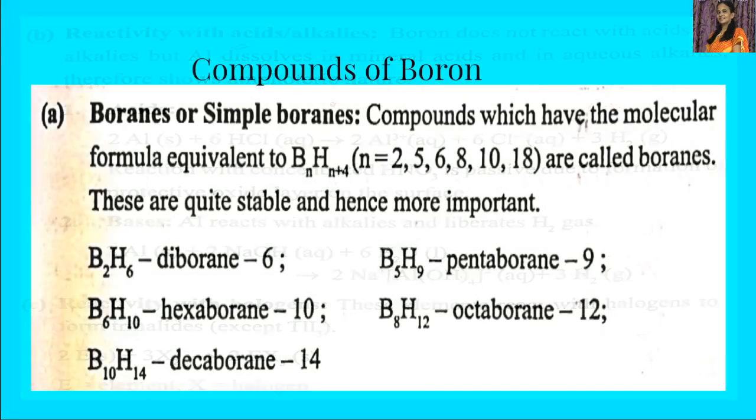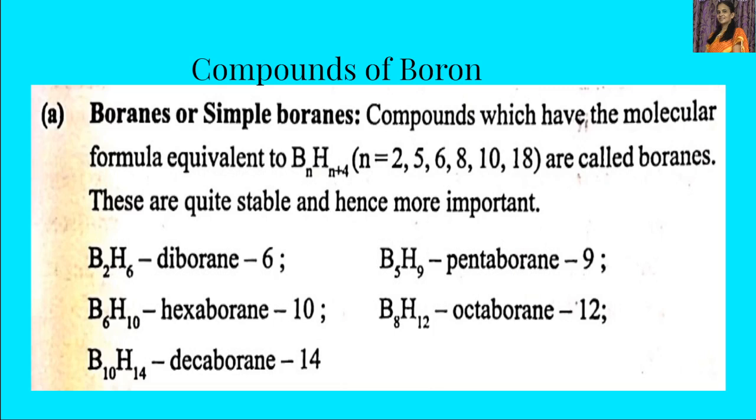Okay, next, compounds of boron. Let's consider them in this group. Boron forms boranes. Now, what are boranes? The hydrides of boron are called boranes. Simple boranes are compounds which have the molecular formula BnHn+4, where n equals 2, 5, 6, 8, 10, or 18.